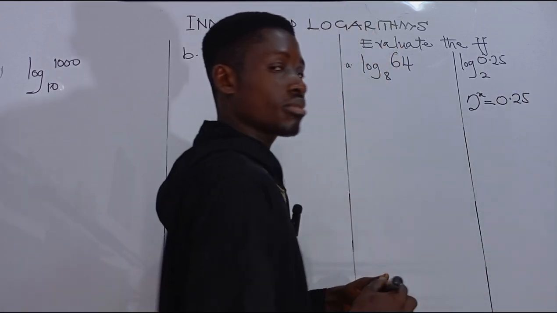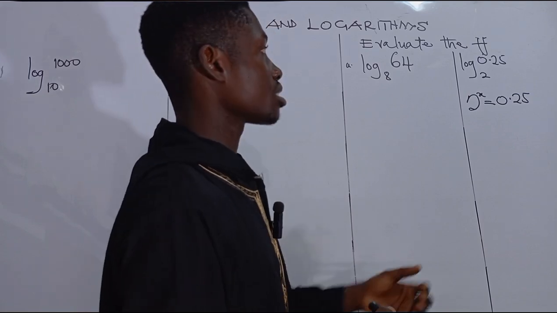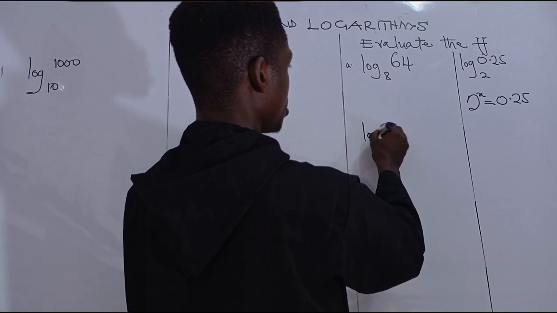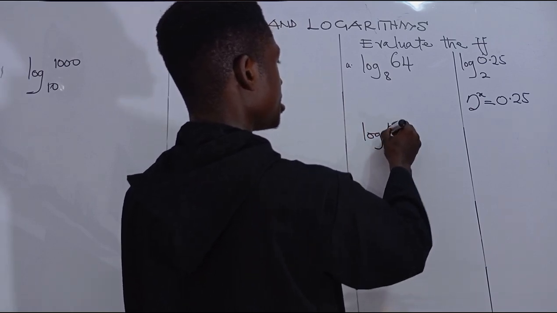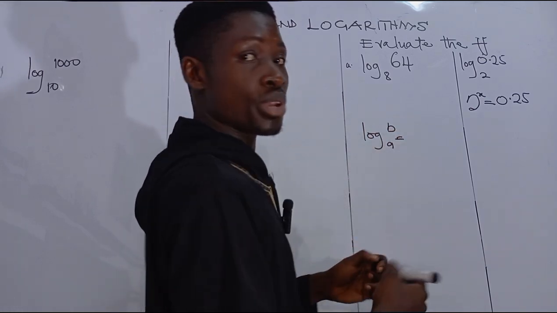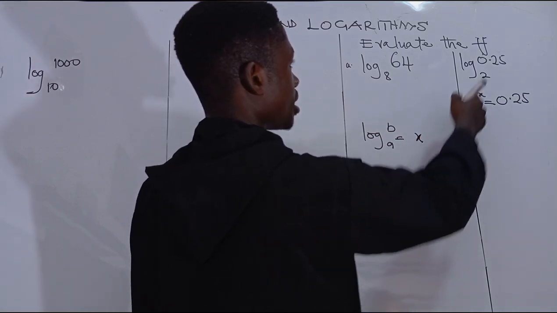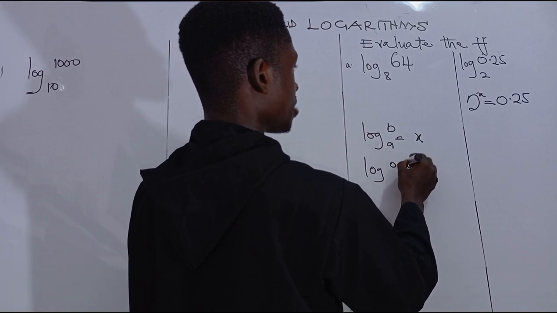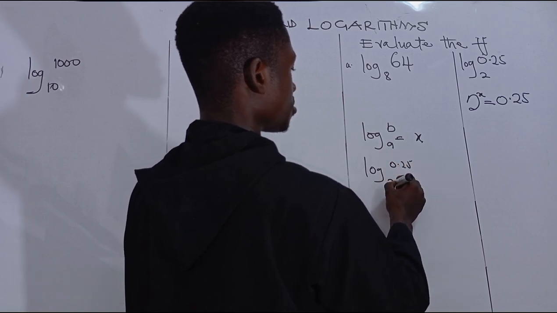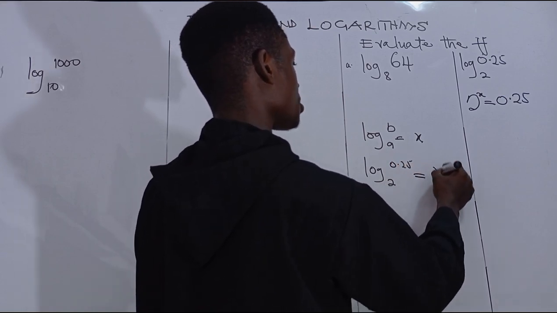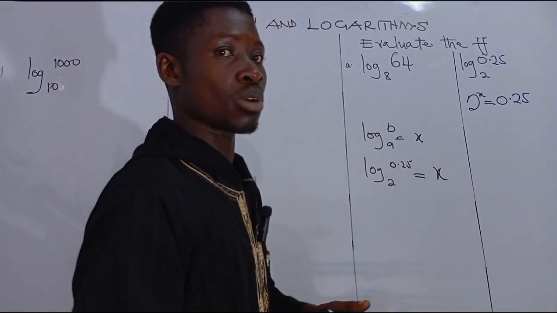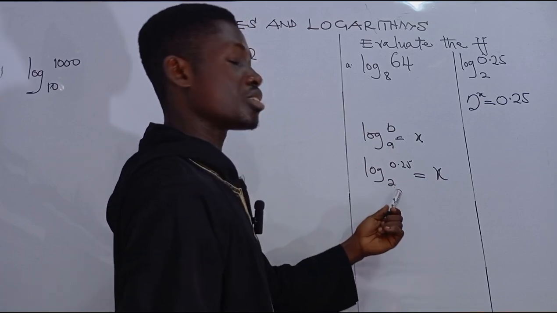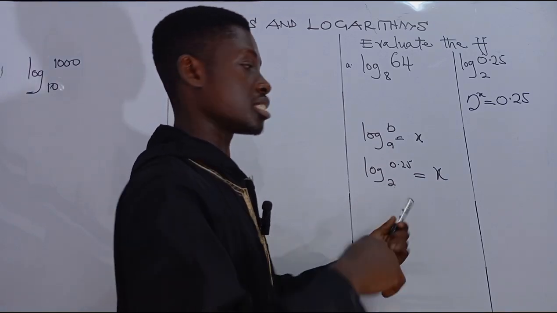0.25. We can also use another approach where you have log of b to the base of a, we equate it to what? X. So when you have log of 0.25 to the base of 2, we equate it to what? X, or any variable at all. Once you have this, we are going to express this in an exponential form.